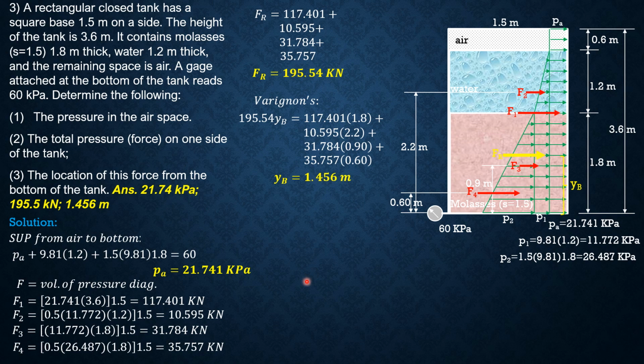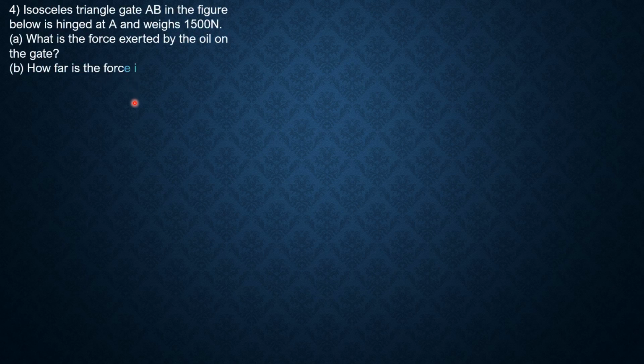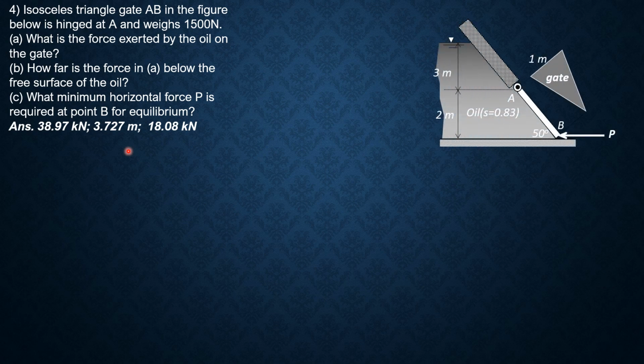Notice that what is important is we generate these forces, then after that we apply statics. So for solution of problem 4, isosceles triangle gate AB in the figure below is hinged at A and weighs 1,500 newtons. So question A, what is the force exerted by the oil on the gate? Then how far is the force in A below the free surface of the oil? And third, what minimum horizontal force P is required at point B for equilibrium?